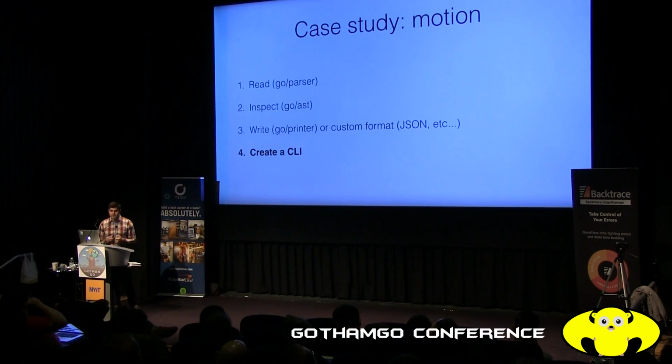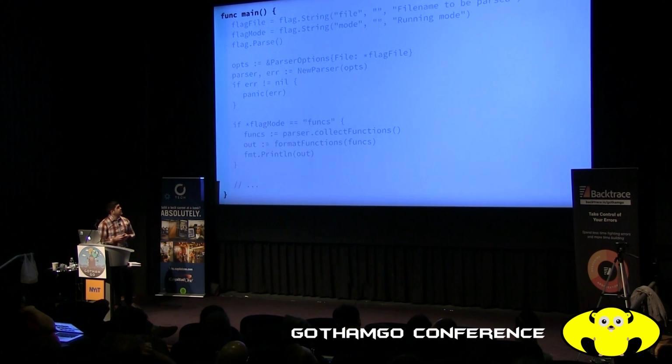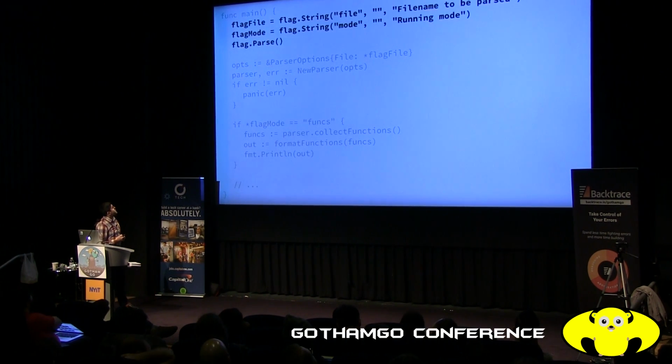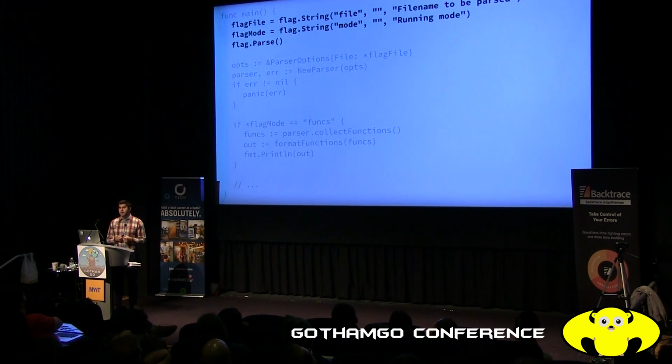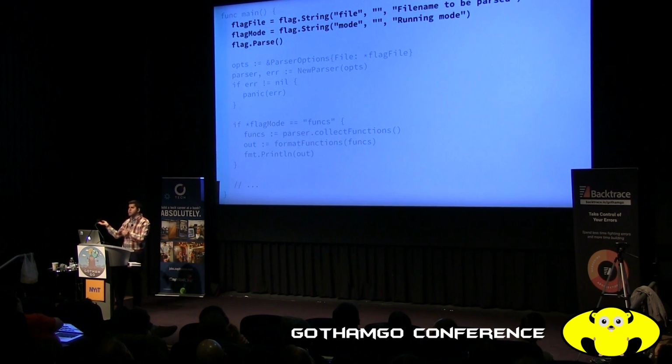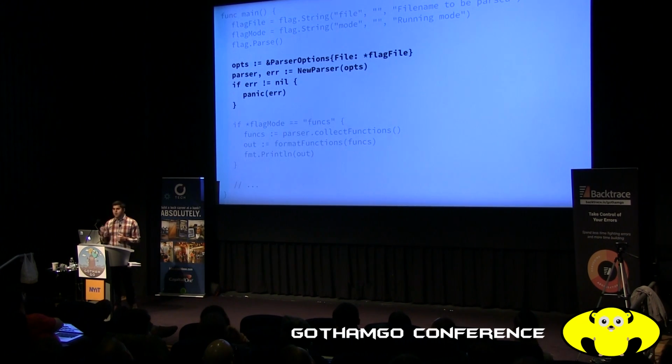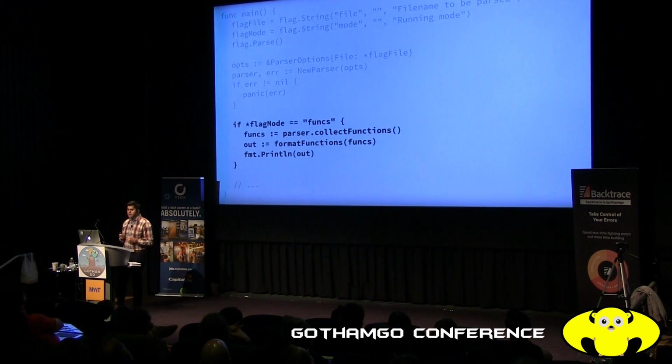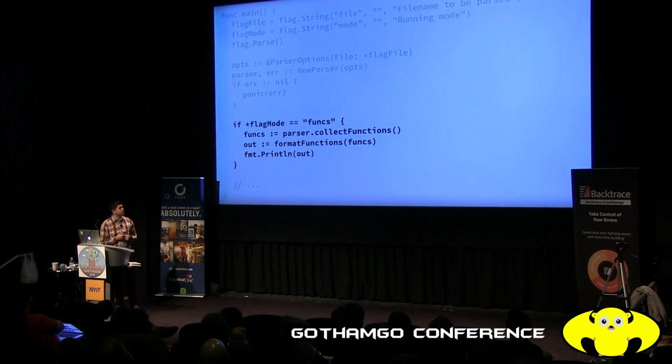Finally, I'm creating a CLI. This is the CLI itself. I'm just defining two flags. One is the file flag to get the file name, and the other is the mode, because Motion has a lot of modes, like looking for types, looking for functions. And then I'm just creating my parser. I'm passing my file to it. And then if the mode is functions, I'm calling collect functions, which collects all the functions. I format them, and then I print them to standard output.